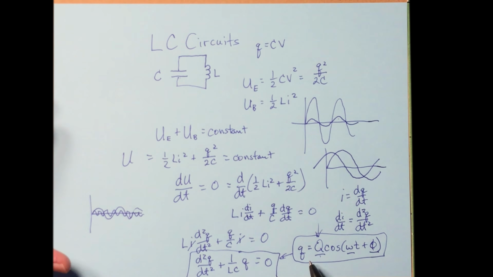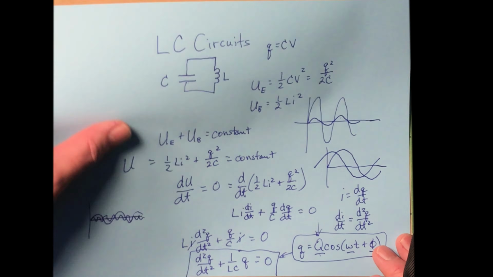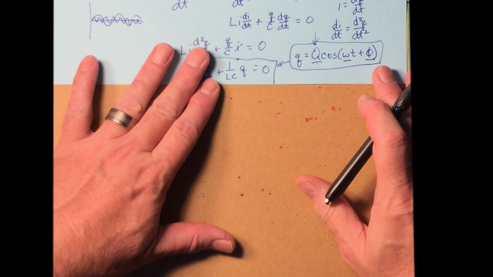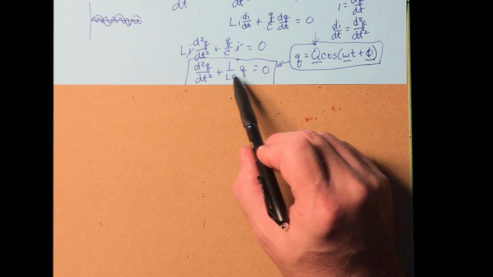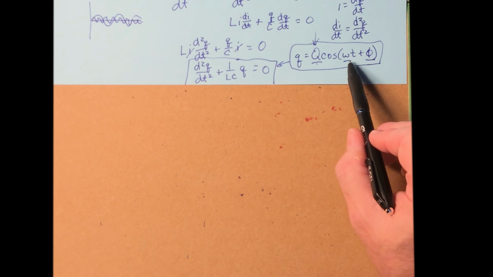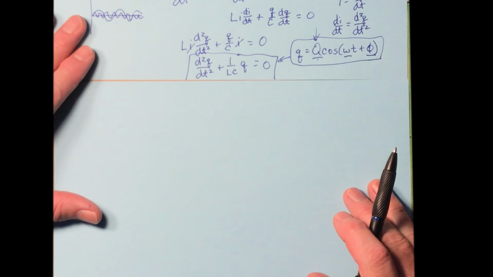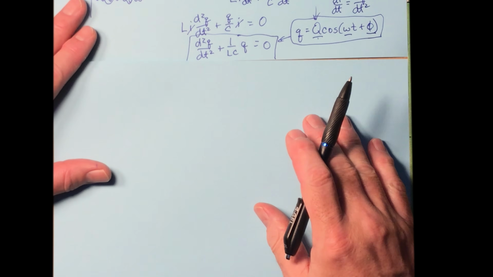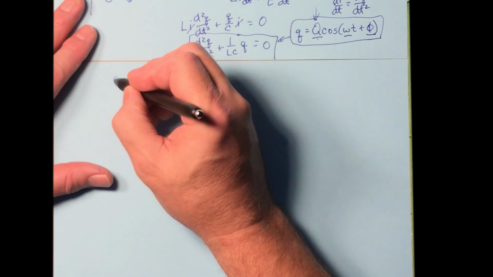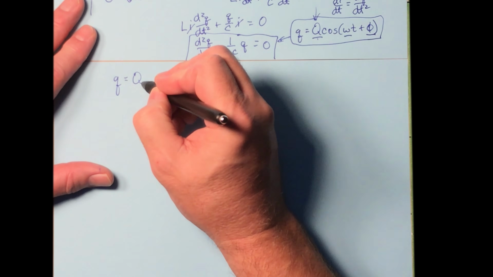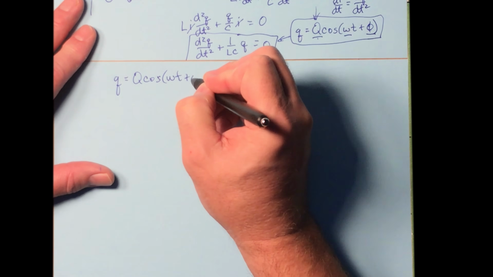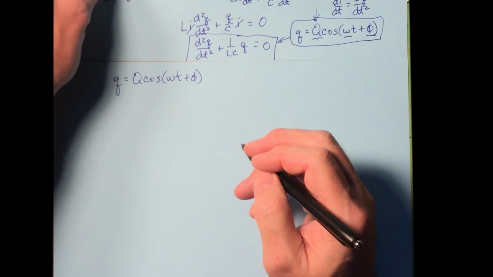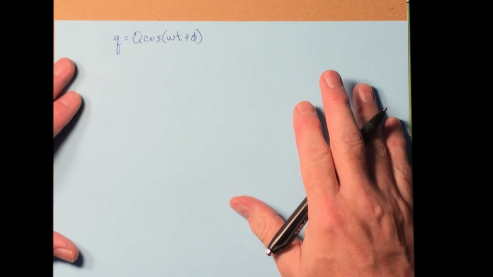Now, I have said that this is a solution to our second order differential equation. Let's prove that, because if I take that function and take its second derivative, then yeah, it should equal 0. So let's begin and just rewrite Q equals big Q cosine omega t plus phi. And now let's take a derivative of that.